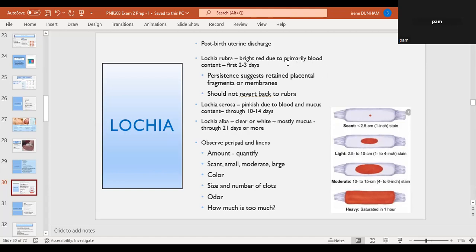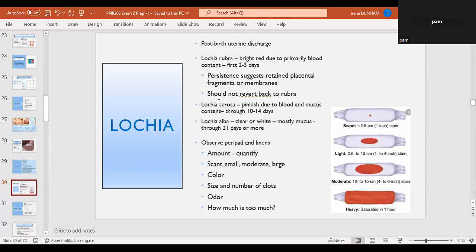So then I would tell them, if you find that you're having bright red bleeding again, then what you need to do is call and come back to the hospital. Because what happens is that could be the placenta fragments or membranes are still there. A lot of times patients go home in the first day or two. So that's where this education is very much needed, because she needs to go back to the hospital. Okay, because she could hemorrhage.